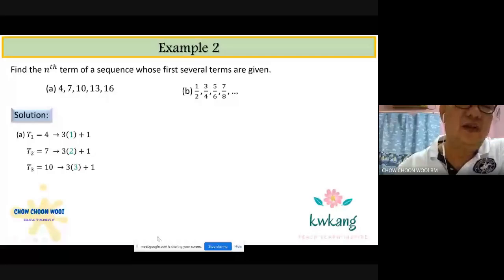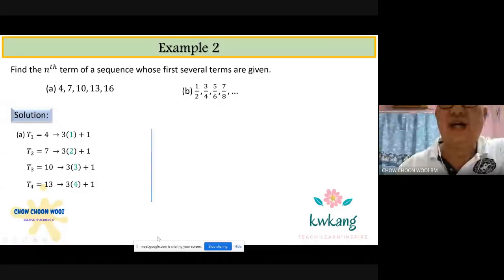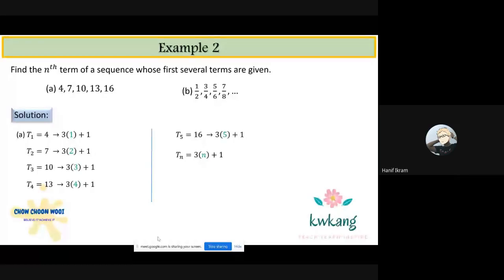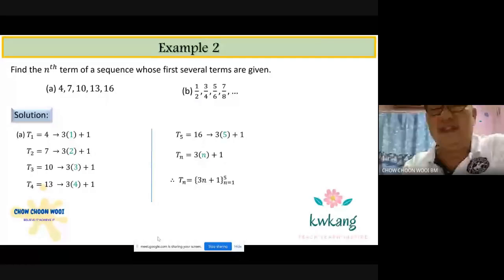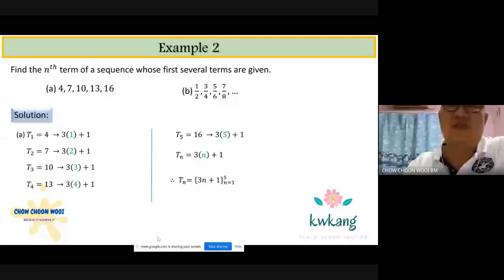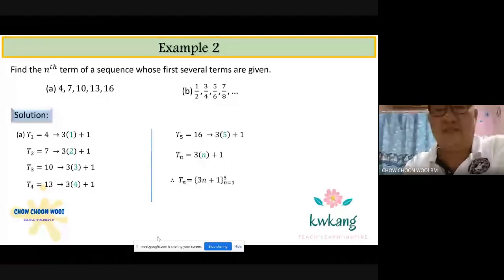Okay. T4, then T5, dia buat sampai T5. And definitely the bracket, we replace it by n. Okay lah? Okay. So we need to rewrite it. Tn is equal to 3n plus 1. N is from 1 to 5. You want to write down this one lah. Okay.